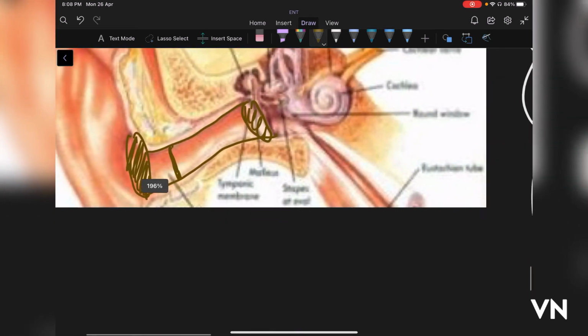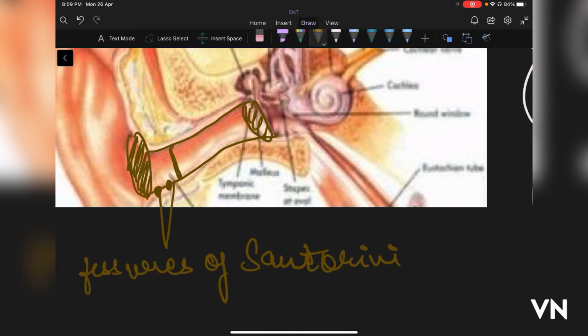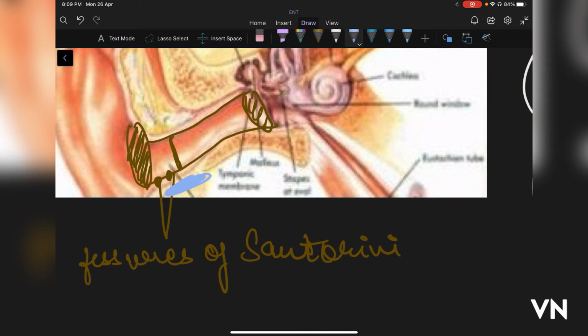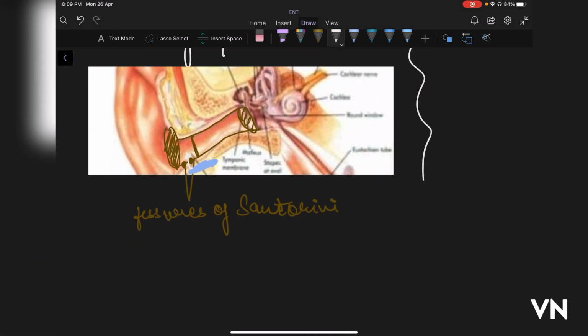In this part, there are two fissures here. I'm drawing these like this. These are called your fissures of Santorini. One of the relations of the auditory canal inferiorly is your parotid gland. So if there is any infection or inflammation of the parotid gland, then it can reach the auditory canal through the fissures of Santorini. That is why the fissures of Santorini are very important, because they can form a pathway for the parotid infection to reach the anterior 1/3, or the cartilaginous 1/3 part, of the auditory canal.